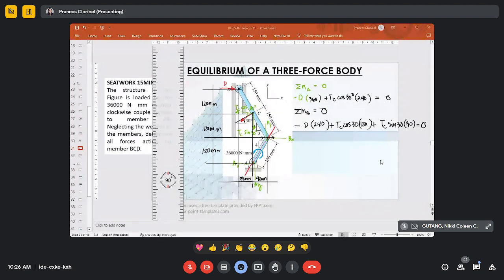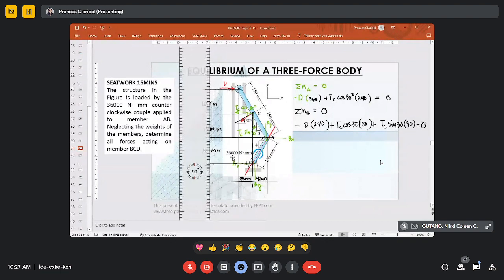Is it positive or negative? Positive, ma'am. Okay, positive, because it is counterclockwise. Where will we add it? At A, ma'am. At A? The moment at A is the given moment, ma'am. The moment at A is given, so it is in member AB.